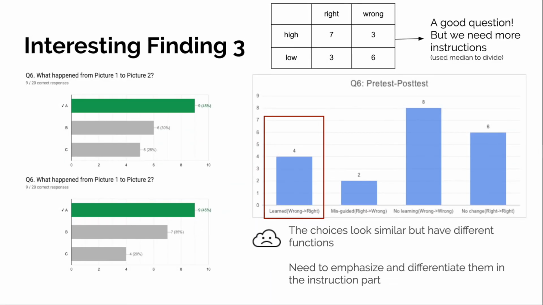Another interesting finding is about question 6. We found that only 4 students learned from pre-test to post-test. 8 students had no learning and even 2 students were misguided. So we think it's because the choices look similar but have different functions. We should emphasize and differentiate them in the instruction part. So we can see from the table on the top that students with higher scores got more right and students with lower scores got more wrong. So I do think it is a good question, but we need more instruction in this part.